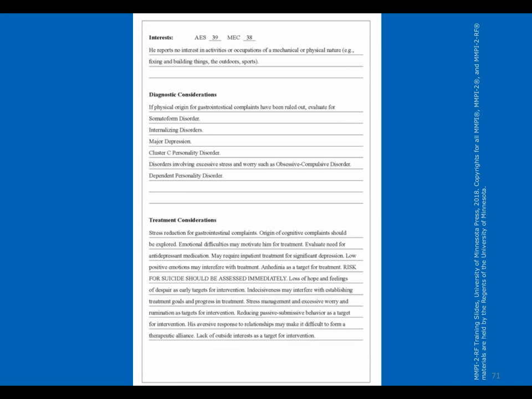Loss of hope and feelings of despair as early targets for intervention. Indecisiveness may interfere with establishing treatment goals as well as progress in treatment. Stress management and excessive worry and rumination as targets for intervention. Reducing passive submissive behavior as a target for intervention. His aversive response to relationships may make it difficult to form a therapeutic alliance, and lack of outside interests as a target for intervention.